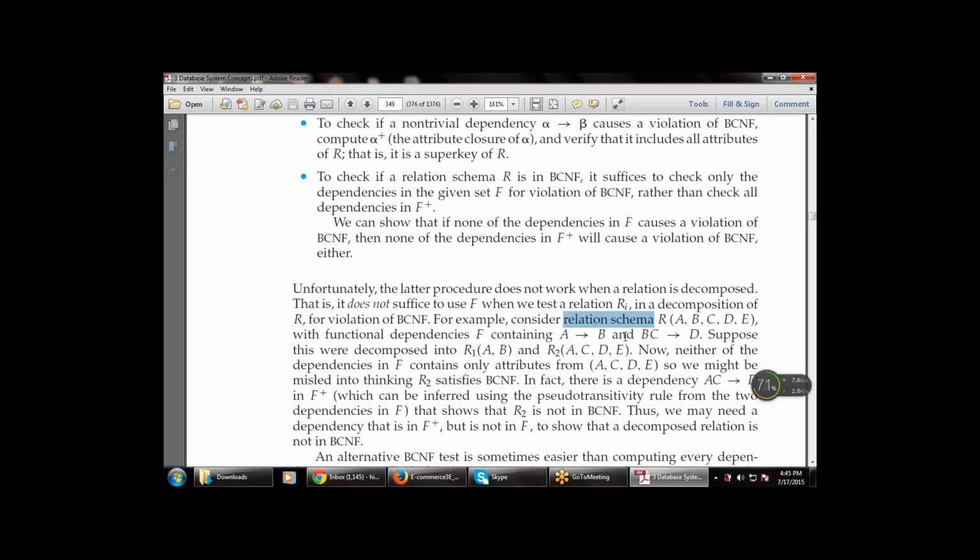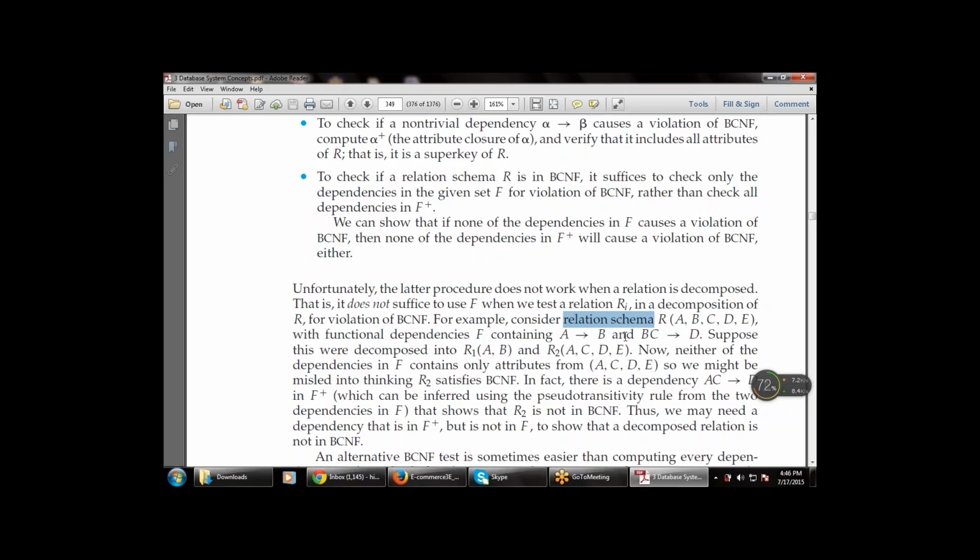So this is a scenario where there are five attributes in the relation, A, B, C, D, E, and there are R1 and R2. Suppose this whole relation is divided into two parts, one is AB and one is ACDE. What is common in between? That is A. So this is the key that is common between the two relations, R1 and R2.